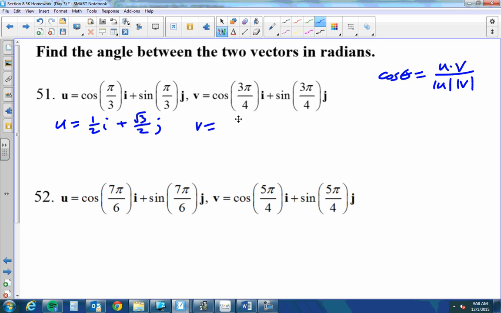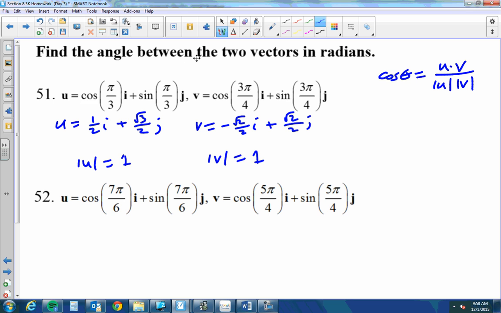Then v, of course, is square root of 2 over 2 for both, but which one's negative? The horizontal, right? Because in the second quadrant, cosine's negative. And then plus, positive, for the vertical. Now, one more thing. What is the magnitude of each of these? 1. You don't recognize it straight off the unit circle, right? And at this point, I'm going to abandon this way of doing it, because we could do this. You can find the dot product by multiplying horizontal times horizontal, vertical times vertical, punch it on the calculator, but there's a much faster and easier way.